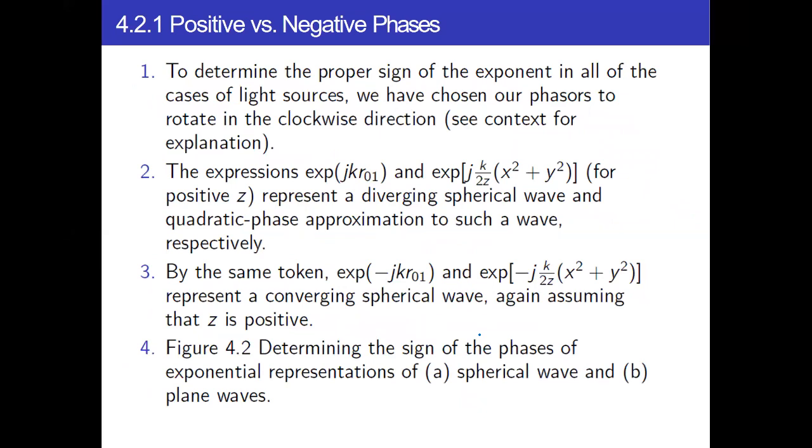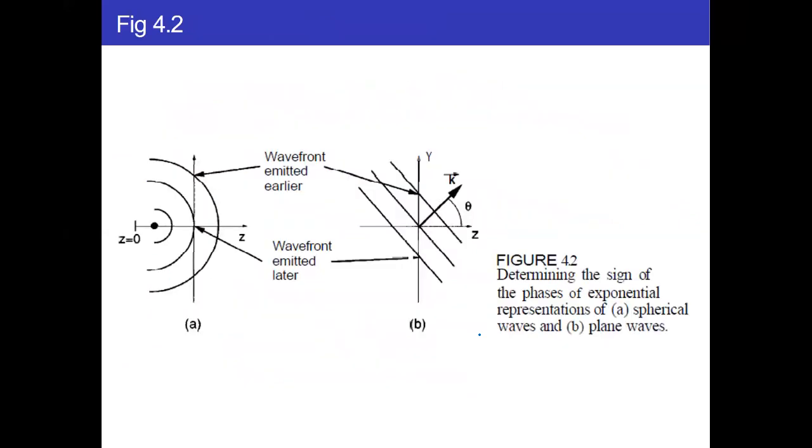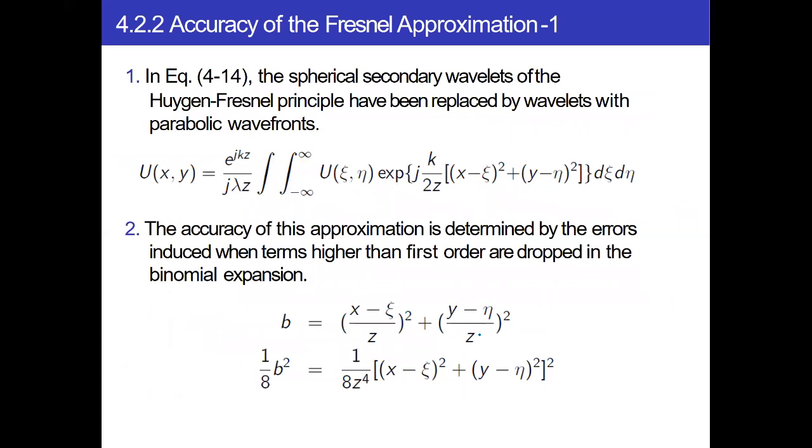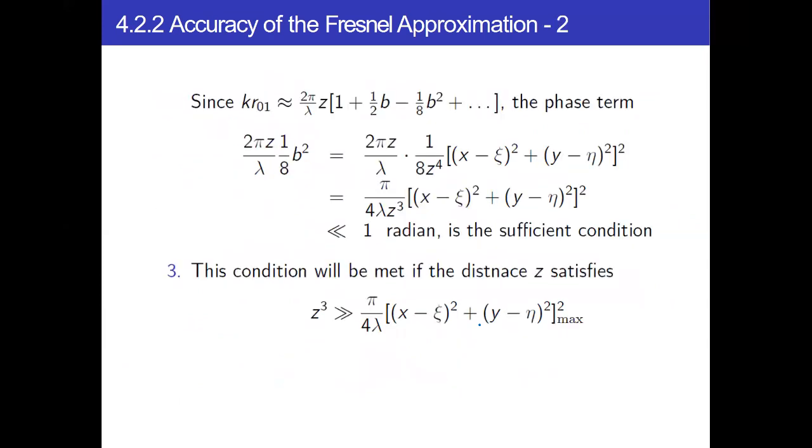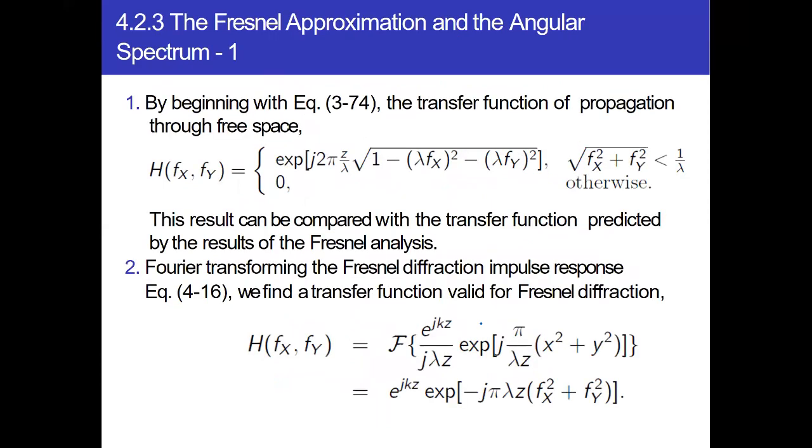And there are some arguments. I don't think it is necessary to go on. But what is important here is that, okay, let's go to this case. Another interpretation we'd like to have is how do we interpret the Fresnel approximation in terms of angular spectrum?